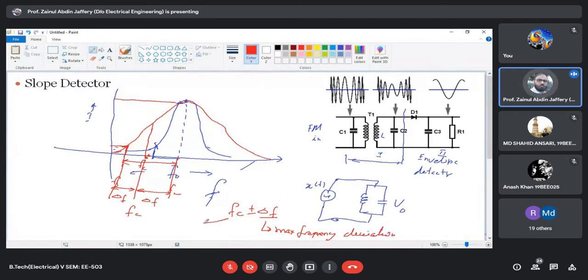Okay, and this is your carrier frequency. So this means the output will be... now you see the output.